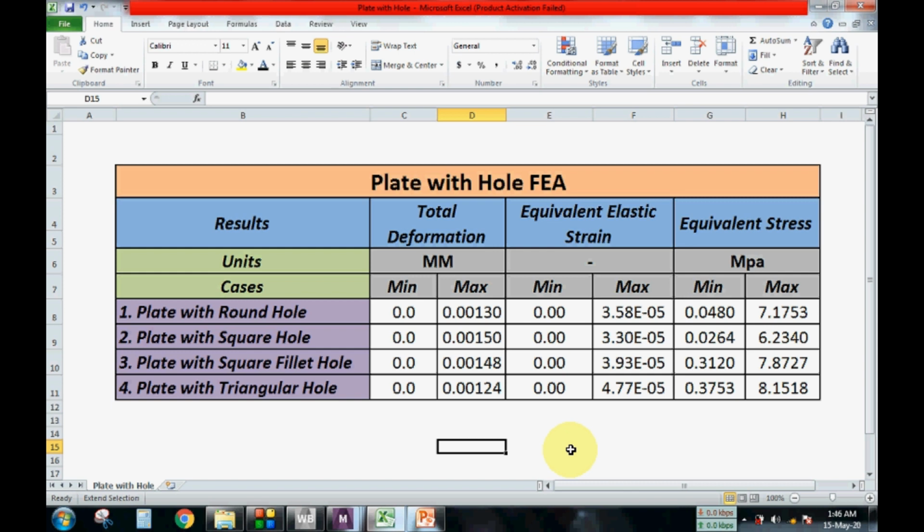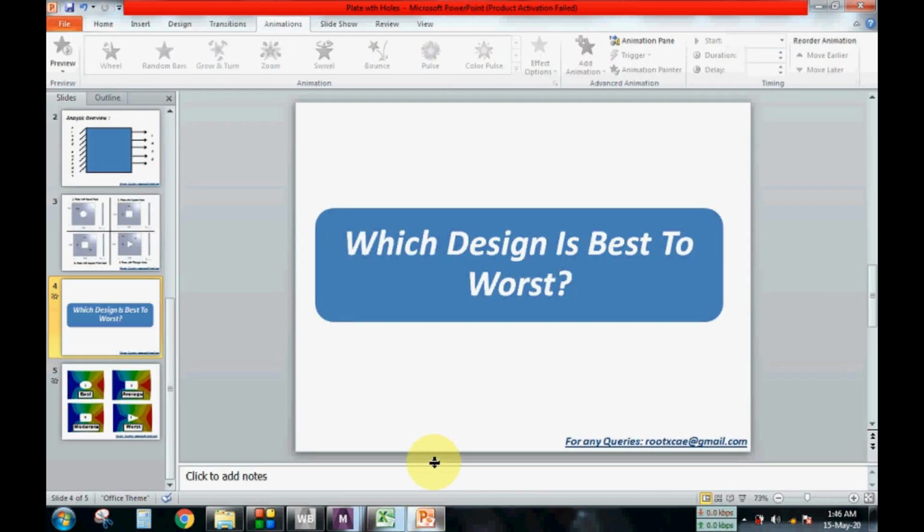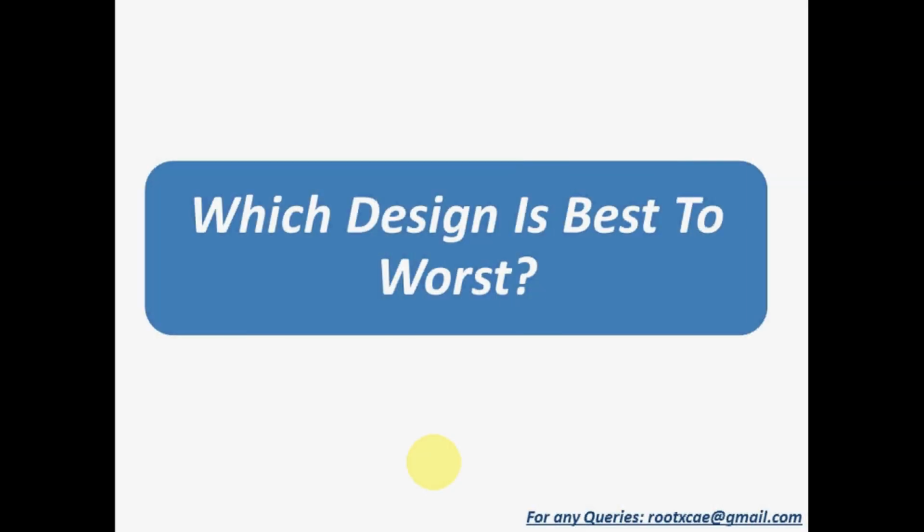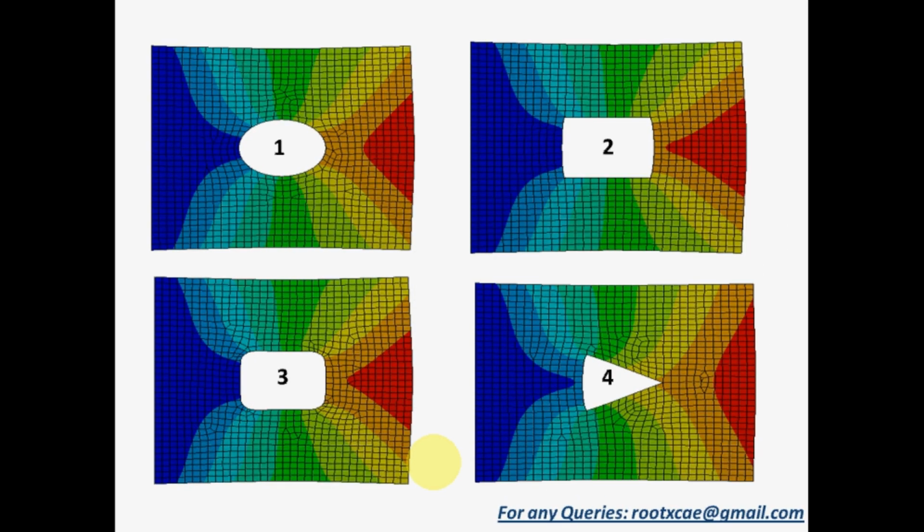So after consigning all this data in one Excel sheet, the question still remains: which design is best to force? So we had 4 simple plates with different types of holes. In first there was a round hole, in second one there was a square hole, in third one square hole with a fillet, and fourth one triangle.